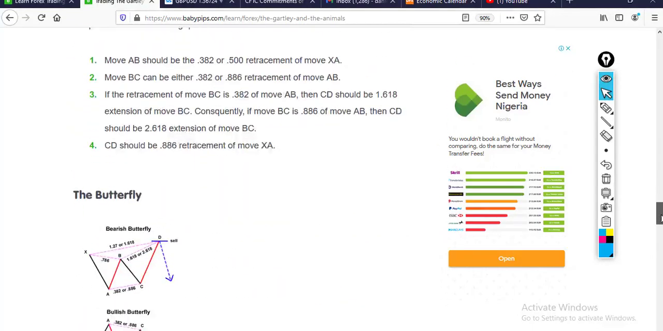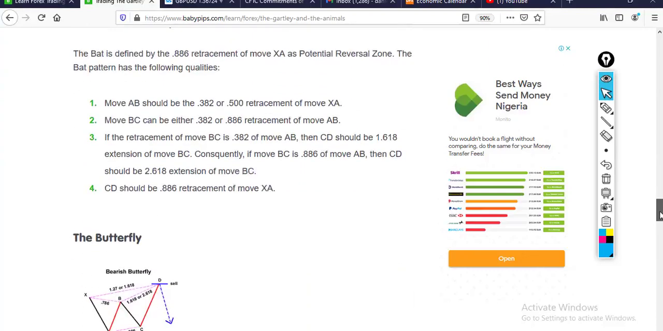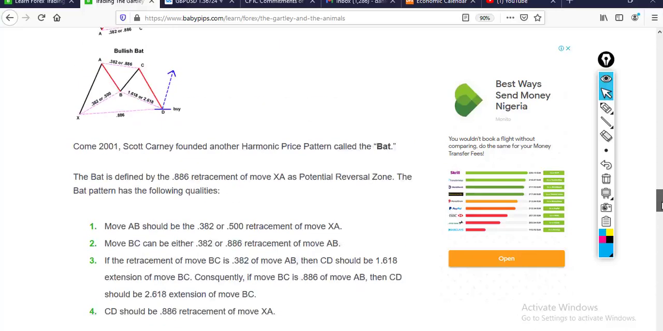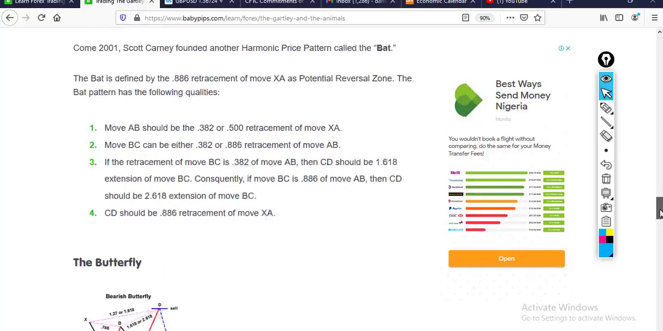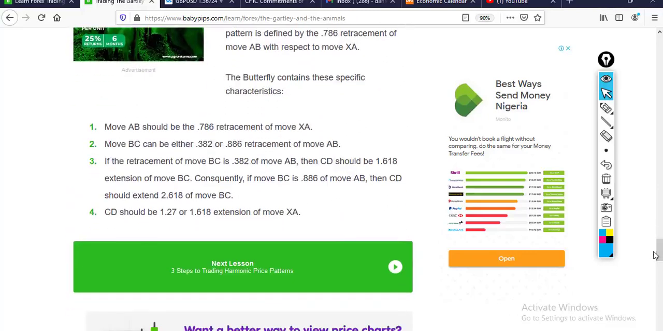Okay, and for us who are just learning about the Gartley harmonic price patterns, it will take time for us to really understand. So friends, this is how we come to the end of this lesson, and let's move on to the next lesson that talks about the 3 steps to trading harmonic price patterns.